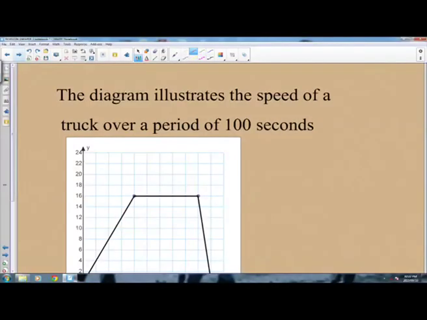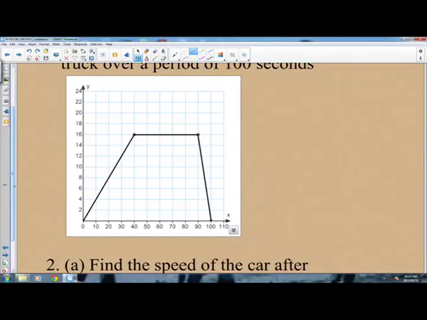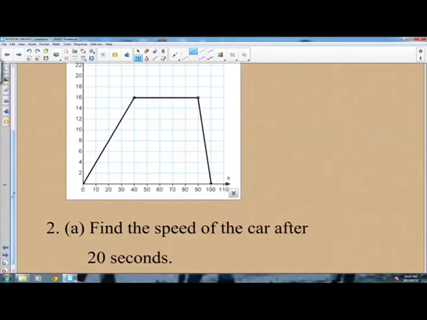We are revising Mathematics Paper 2, Junior Certificate. Then we are at question number 2. Let's look at question number 2 and work it out. It says, the diagram illustrates the speed of a truck over a period of 100 seconds. This is the diagram that we are having. And then it says, you are to find the speed of the car after 20 seconds. It says you have to find the speed of the car after 20 seconds.